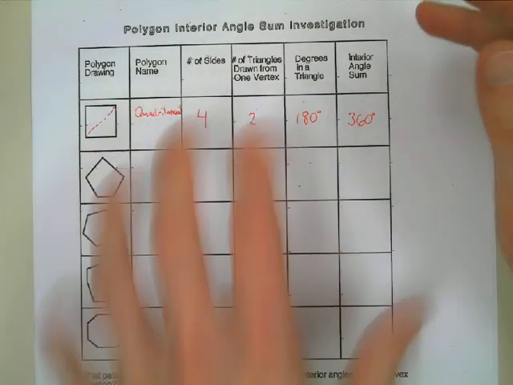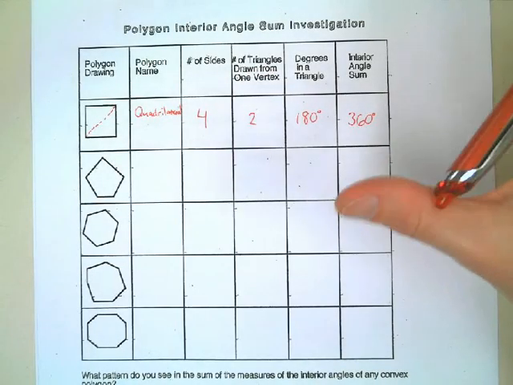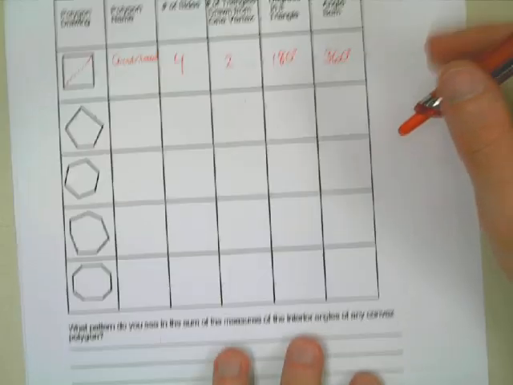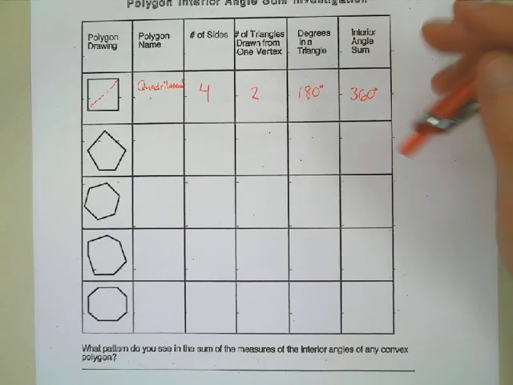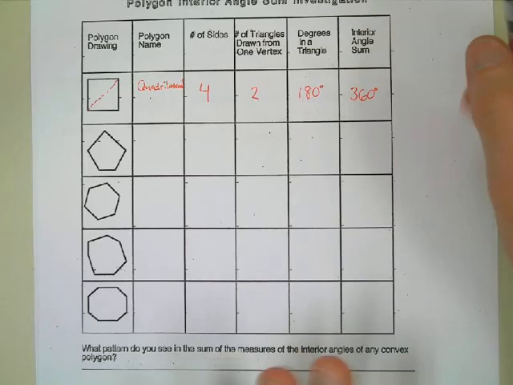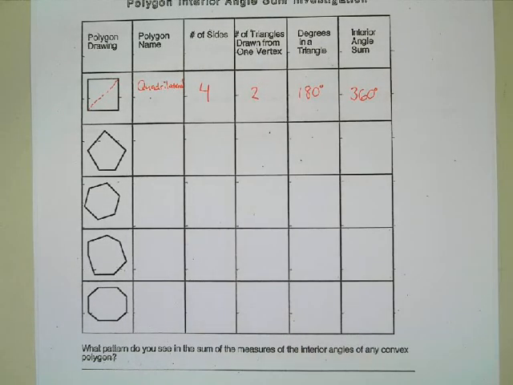So go ahead and fill in the rest of that, please, and see if you can answer the question at the bottom. If there's a pattern you see, maybe you can come up with a formula to find the interior angle sum for any sided polygon, okay? So go ahead and give it a shot. I'll come around and help or direct as necessary. But see if you can come up with the formula, because there is a formula.